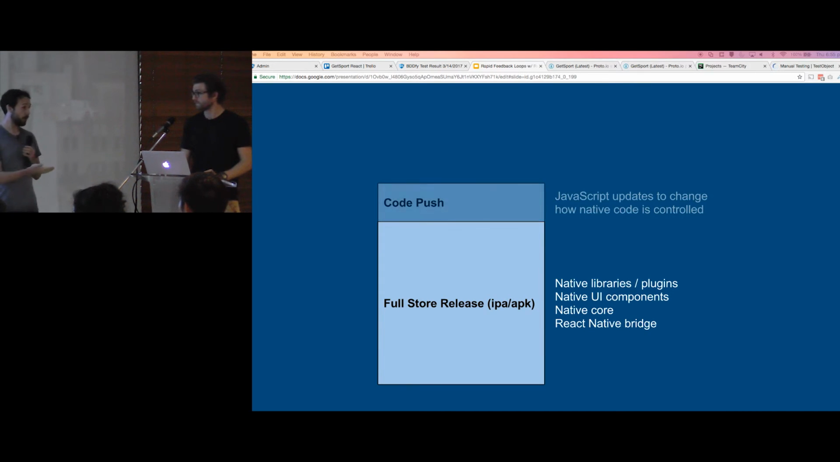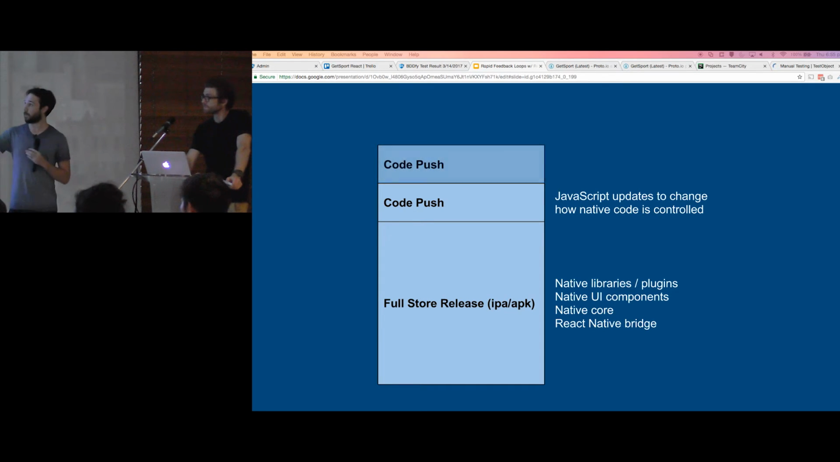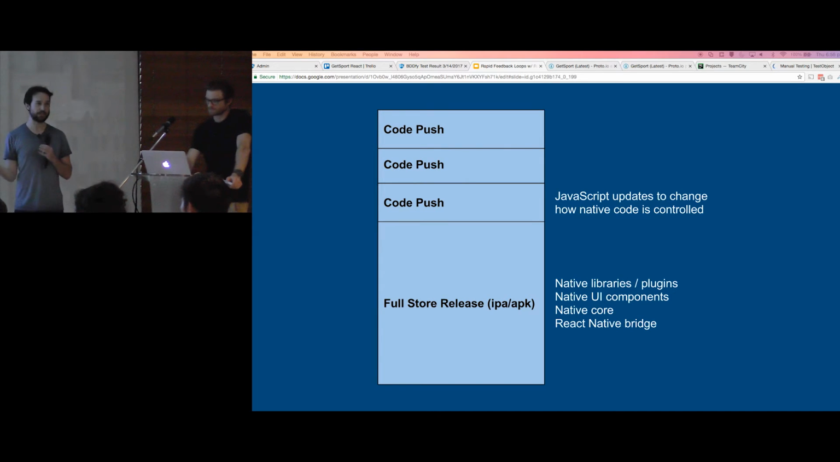Now, on top of that, what we can do is use some technology to allow us to update that JavaScript application, which I showed in the last slide. So we can change anything in our application, assuming that there's already some native code in there that we're trying to control. So we can push as many of these JavaScript application updates on top of this as we want, and we're quite happy as long as we don't need to change any actual native code that's bundled in.